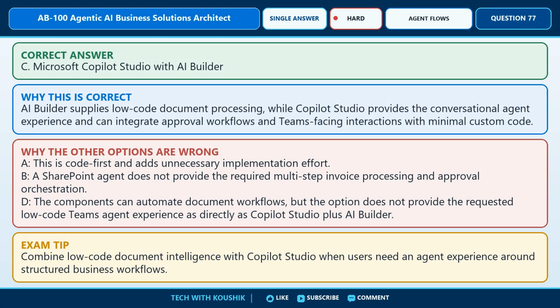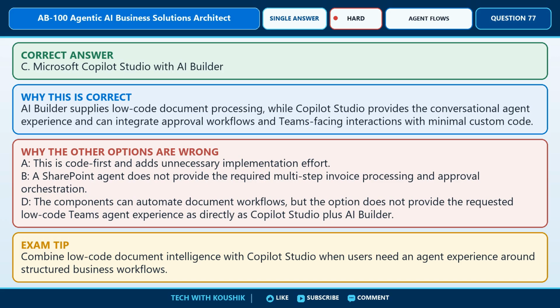The required response is option C, Microsoft Copilot Studio with AI Builder. The key clue points here because AI Builder supplies low-code document processing, while Copilot Studio provides the conversational agent experience and can integrate approval workflows and Teams-facing interactions with minimal custom code.